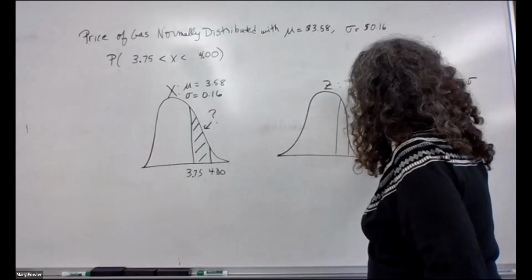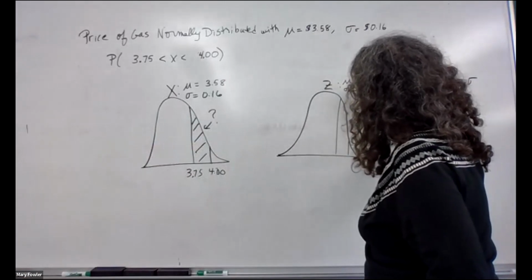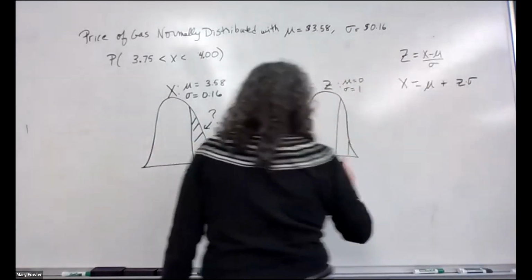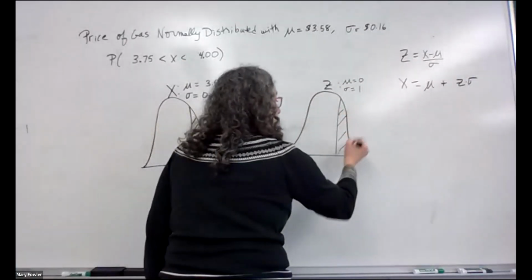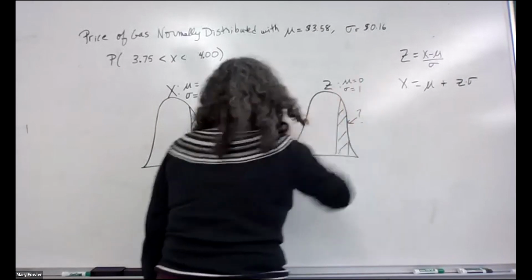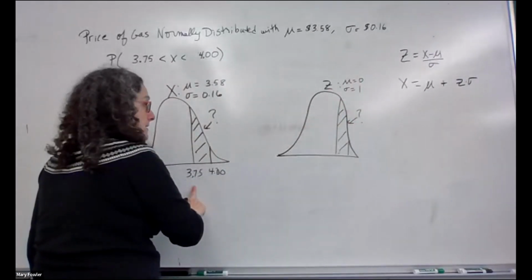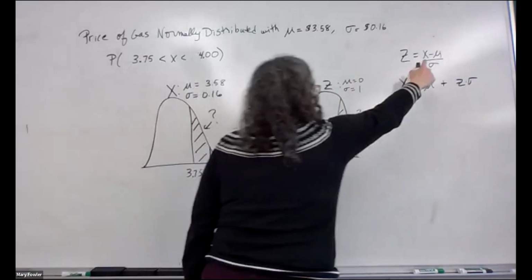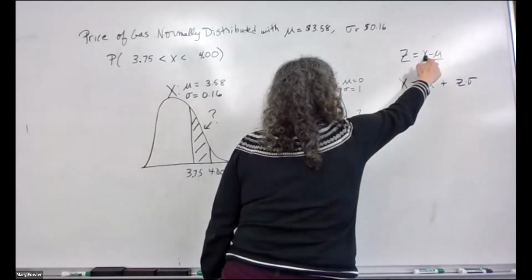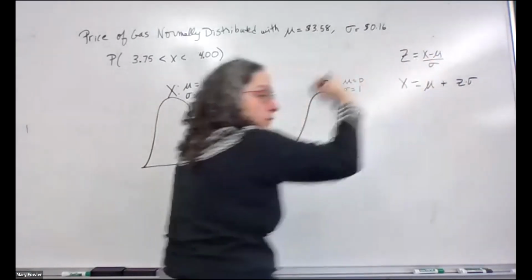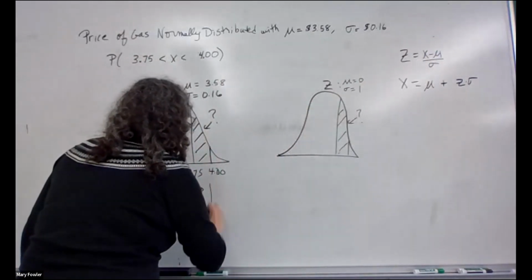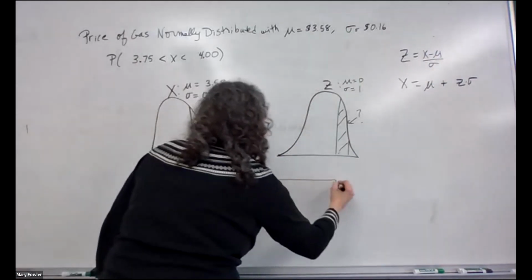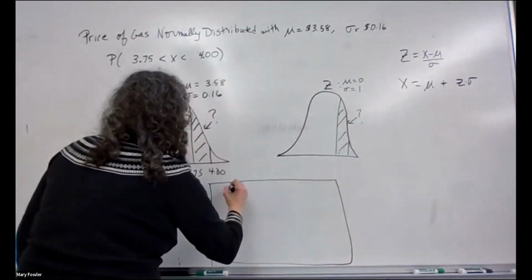Okay, so this is standard normal, and we need to figure out what those two Z delimiting values are. We have an X, so that's going to be an input, and we want a Z. So we want Z to be the left-hand side of the equation. We're going to have to translate two different values, so put the formula here.